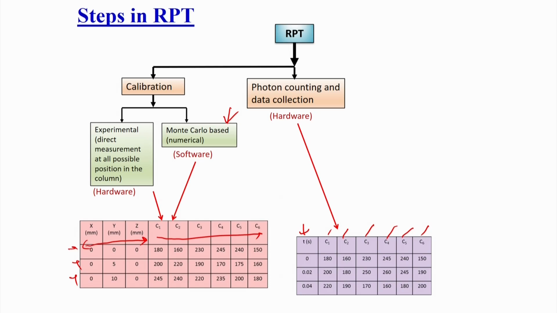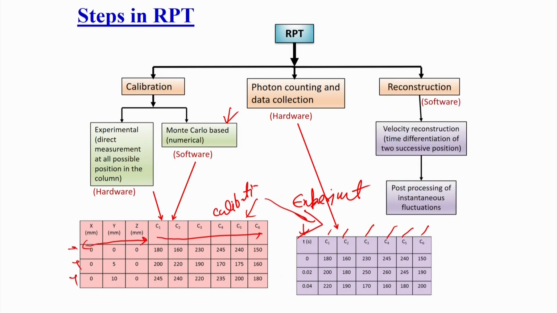In the experiments, what do we do? We keep the particle free to move inside, and we get how the photon count on each detector changes with time. So, I have two tables now, one from the calibration and one from the experiment. Now, we compare these two tables, and once I compare them, I will get the position of the tracer particle, and that is called reconstruction. So, I will know how the tracer particle position is changing with time, and that is called the position reconstruction of the tracer particle.